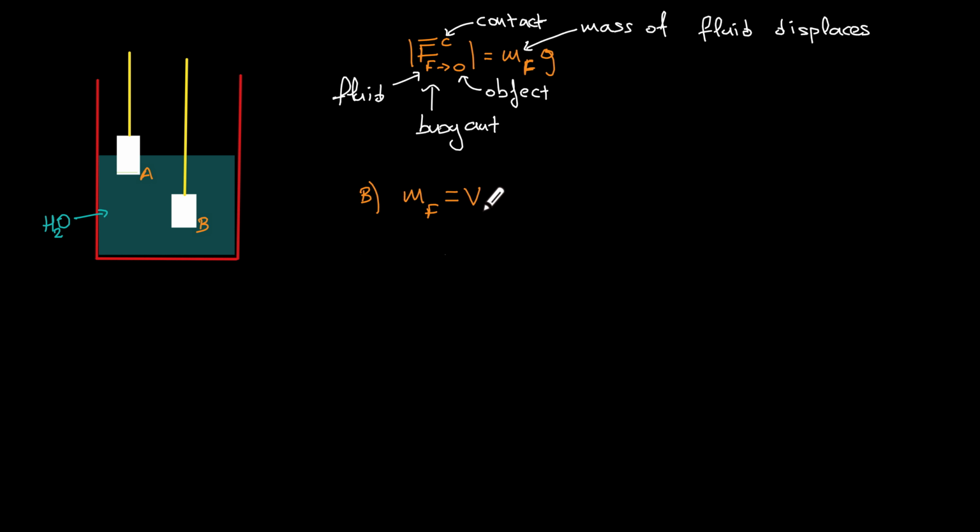So I'm going to use the volume of the object that is fully submerged, but I need to multiply that with the density of the fluid. This is the entire volume of the object for case B, because in case B I have the object fully submerged, and this here is the density of the fluid.